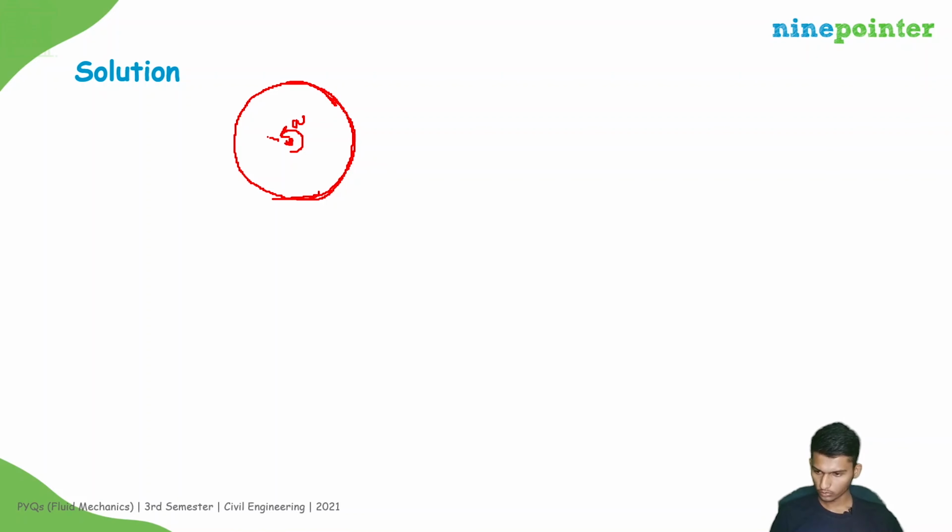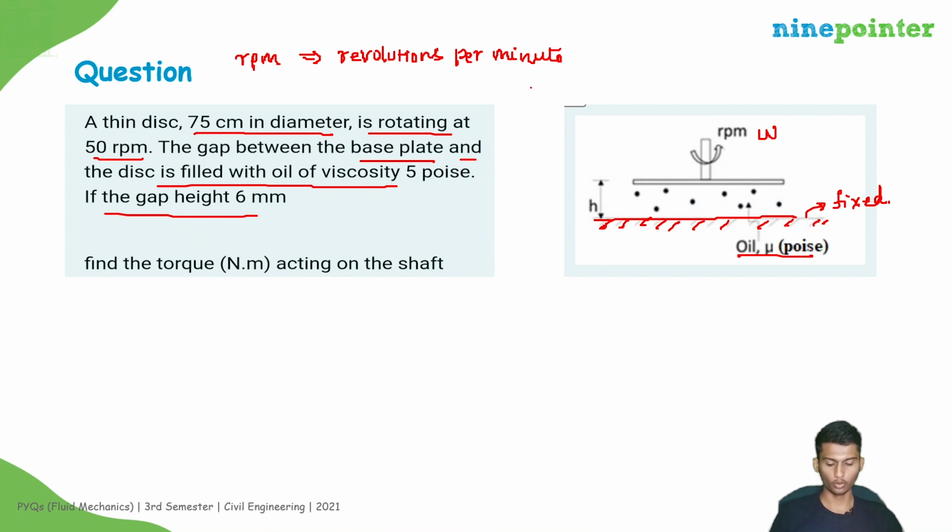So if you take an element at distance r, the velocity at that position will be r into omega, right? So at a radius r from the axis, the velocity of the plate will be r omega. That means the velocity of the particles attached to that plate will also be r omega, because we assume the no slip condition. And we also know that at the base plate the velocity will be 0. So the variation will be a triangle, from 0 to r omega at a distance r.